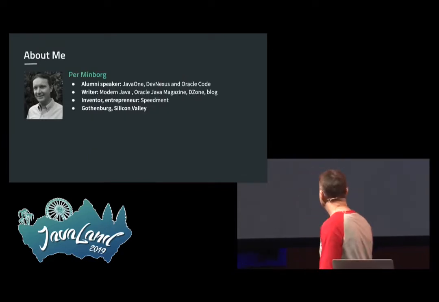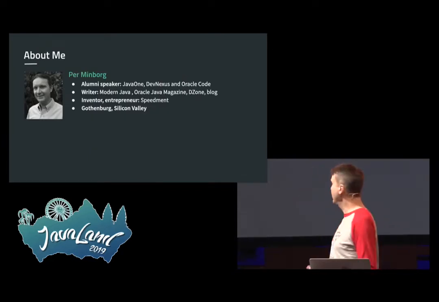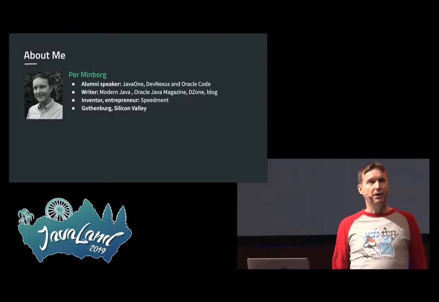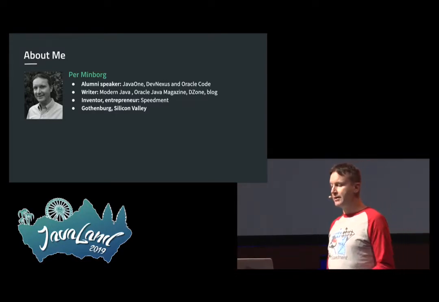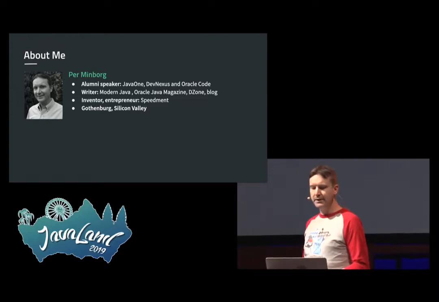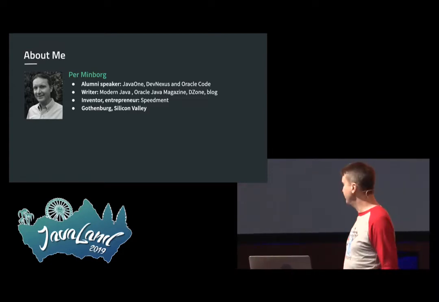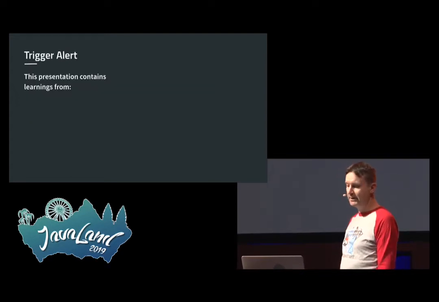Okay, I'm Per. I've done a lot of talks around the globe, maybe 50 right now. I'm a co-writer of Modern Java, written Oracle Java magazine. I have my own blog and so forth. I also run a company called Speedment. I live in Gothenburg in Sweden and also in Silicon Valley. I lived there for 3 years, just came back.